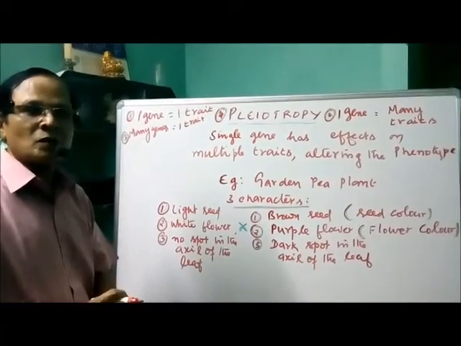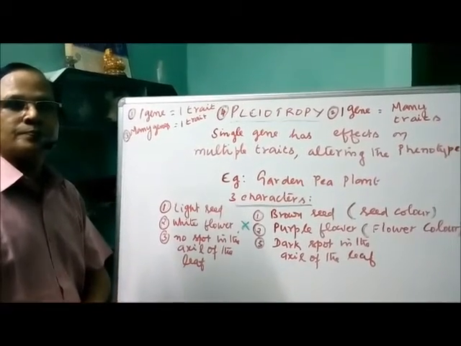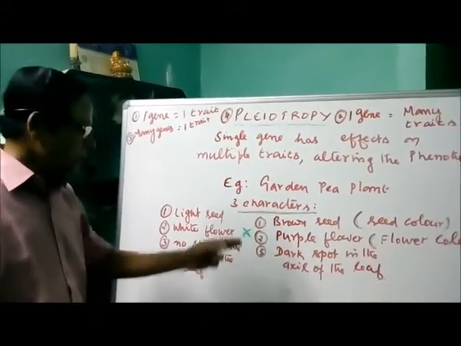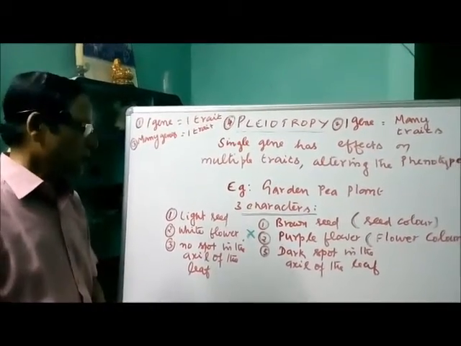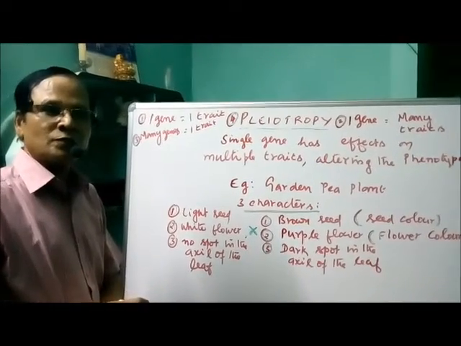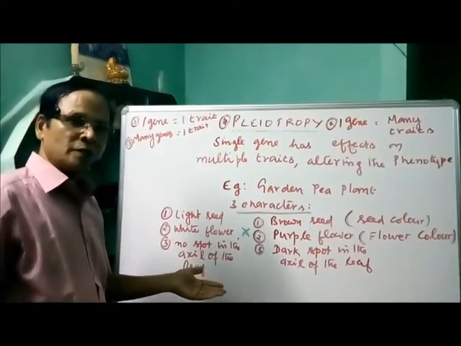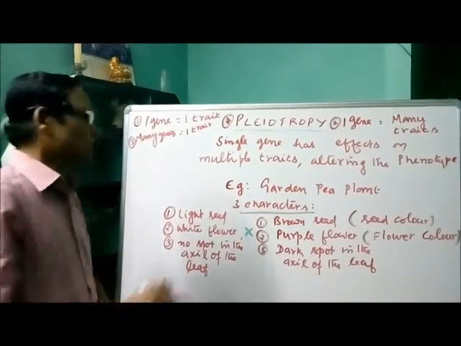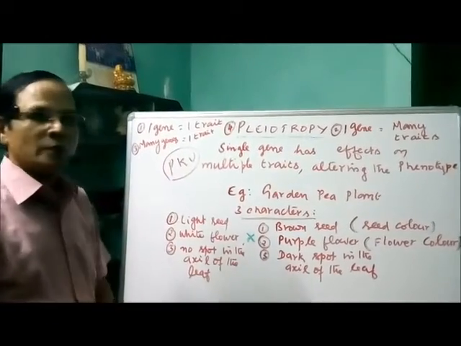Even sickle cell anemia is given as an example for pleiotropy. Once again I want to repeat, these three characters are inherited together as a single unit. This is due to the pattern of inheritance controlled by a single gene with dominant and recessive alleles. Even sickle cell anemia is given as an example in the book for pleiotropy. Even PKU, phenylketonuria, the disease, is an example for pleiotropy.